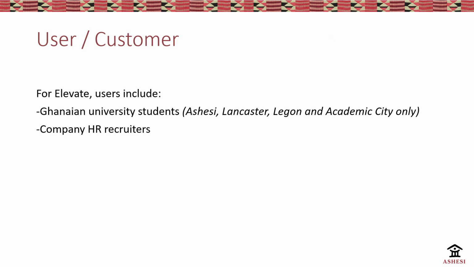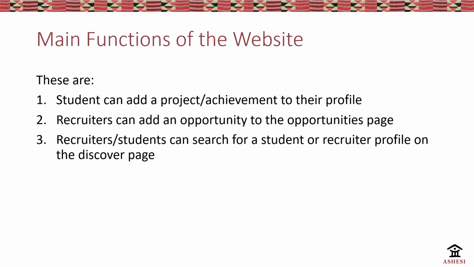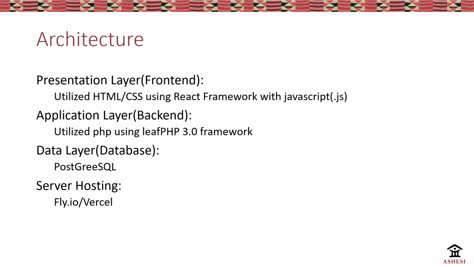My users or customers are the Ghanaian university students, which is minimized to Ashesi, Lancaster, Legon, and Academic City, and then company HR recruiters. Main functionalities include students adding a project or achievement, recruiters adding opportunities, and a search function to search profiles of students or recruiters. The architecture I used was a React framework with JavaScript and PHP using the Leaf PHP 3.0 framework, PostgreSQL for my database, and my hosting is Fly.io and Vercel.